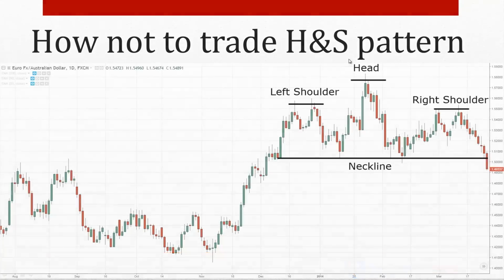So here's an example, right? You can see that this is a head and shoulders pattern. I don't really recommend shorting over here and then putting your stop loss above the head, because for example, this is a daily time frame. This is a pretty darn wide stop loss. Okay, so how should you go about trading the head and shoulders chart pattern, right?